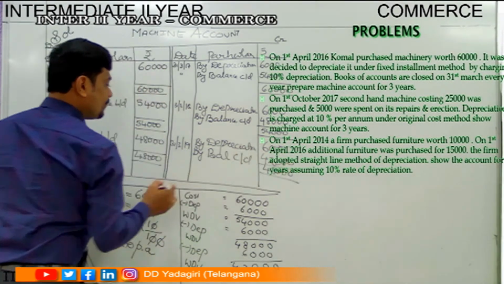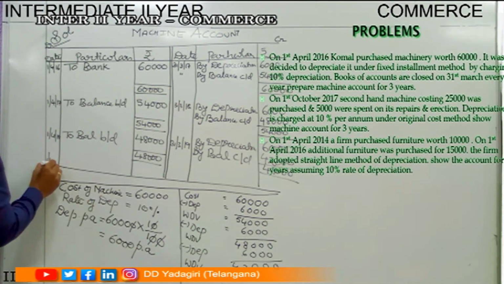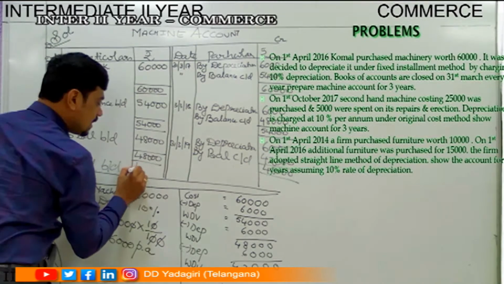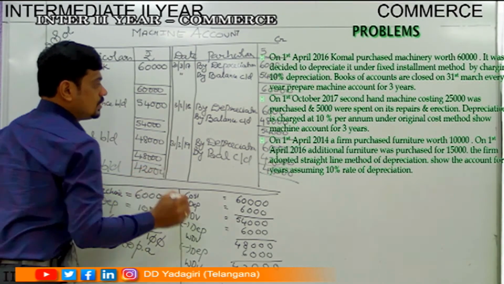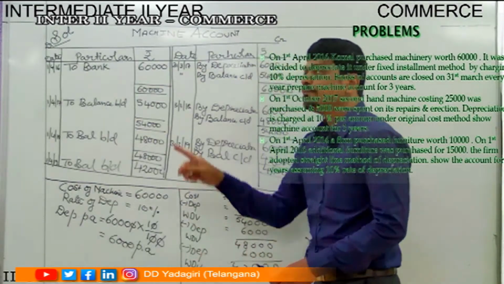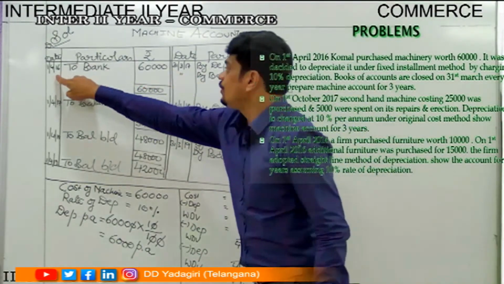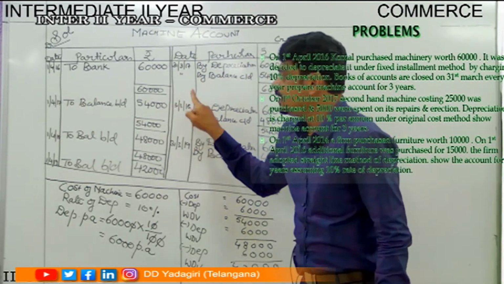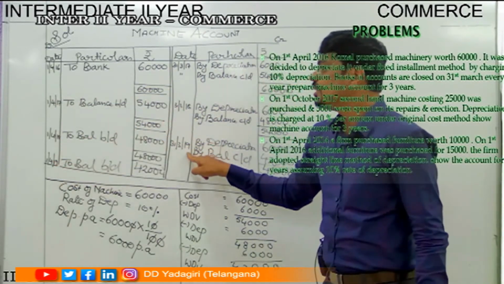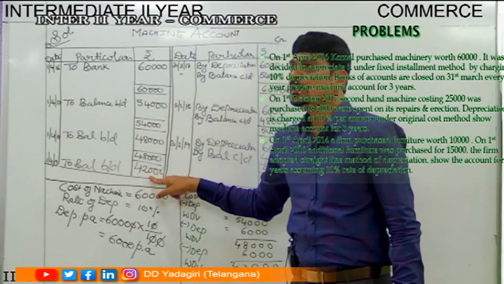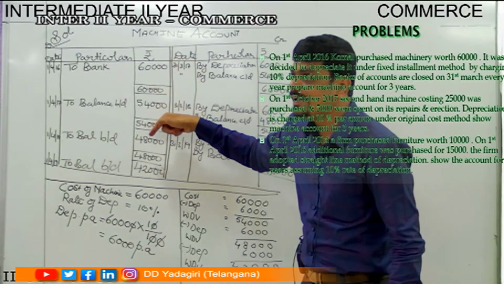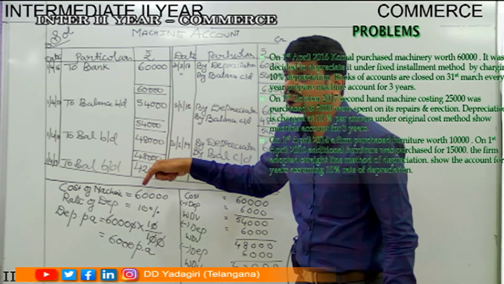What is the balance of the fourth year? We will bring down on 1st April 2019 to balance, sir, 42,000. They asked you to prepare for 3 years. Did we complete 3 years? Yes. 16 to 17, 1 year. 17 to 18, second year. 18 to 19, third year. And for the fourth year we only left the balance. What is happening to the asset? Gradually the asset value is decreasing.